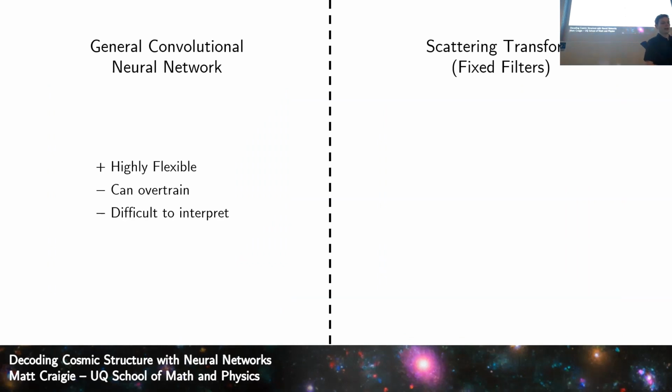A general CNN is highly flexible, but it can be prone to overtraining and it's difficult to interpret a lot of the time. And that interpretability has been talked about a fair bit throughout this workshop. I think that especially applies when you're working in something like physics. Our actual goal is to understand the universe better. We don't just want to go from A to B. We want to know how we went from A to B.